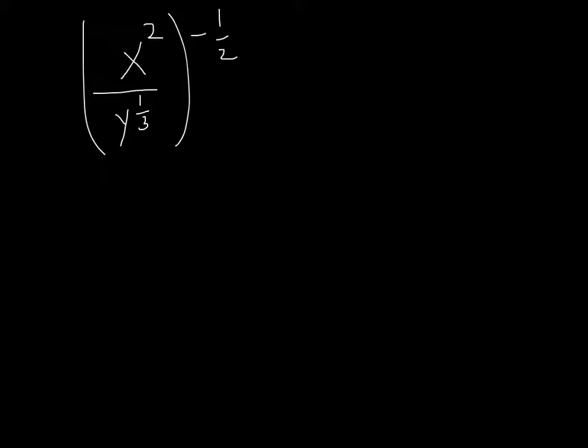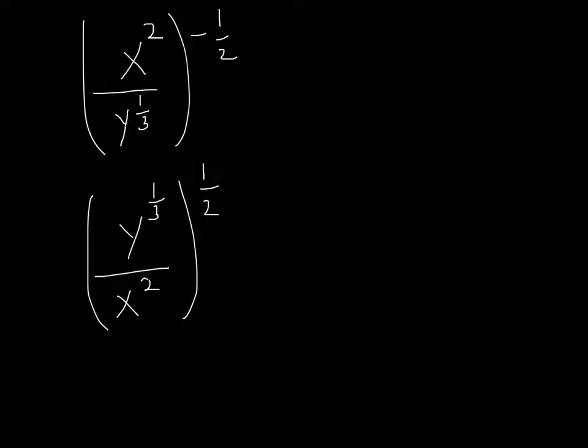In this problem, we're going to simplify rational expressions. First thing we're going to deal with in this problem is this negative exponent. What that's going to do is flip the base. Let's take the reciprocal. So now I'm going to have y to the 1/3 power over x squared. And instead of being raised to the negative 1/2, it's now raised to the positive 1/2. And that's because that's what a negative exponent does, it flips the base.